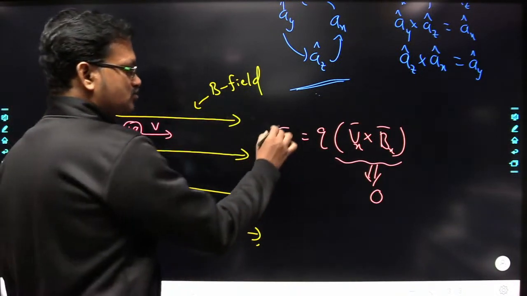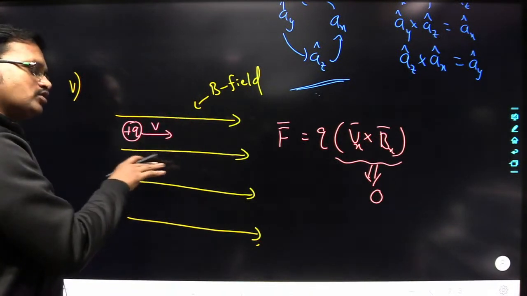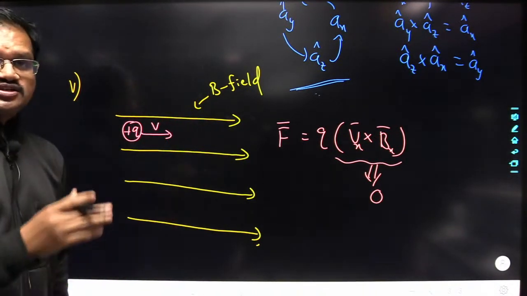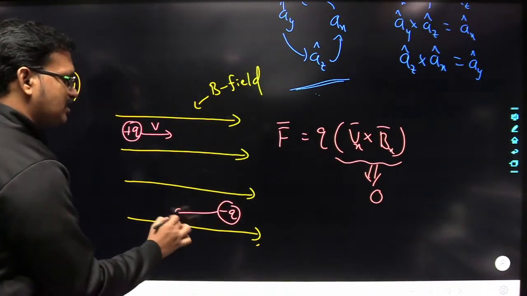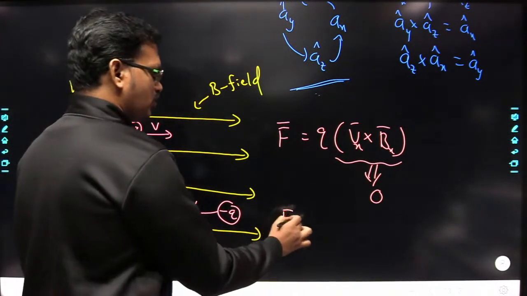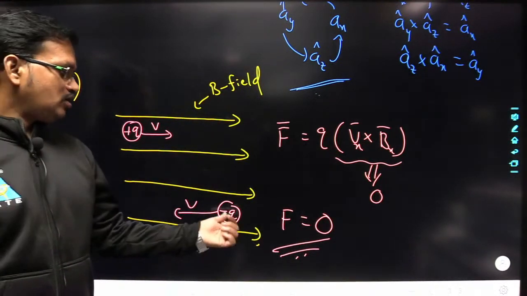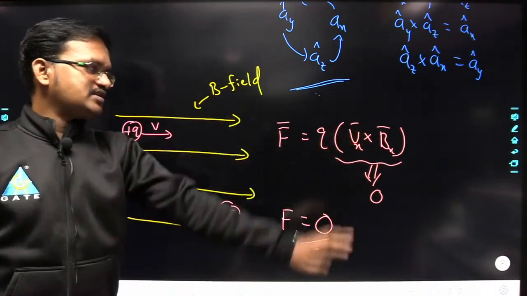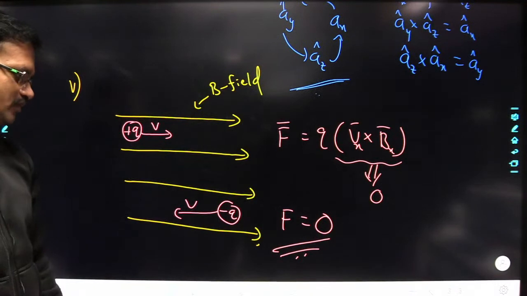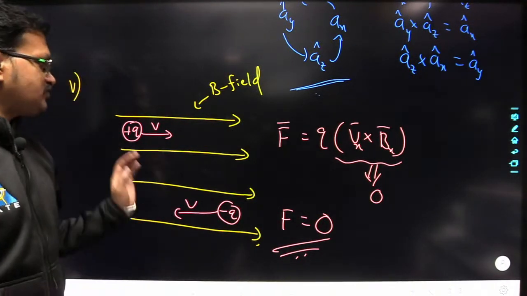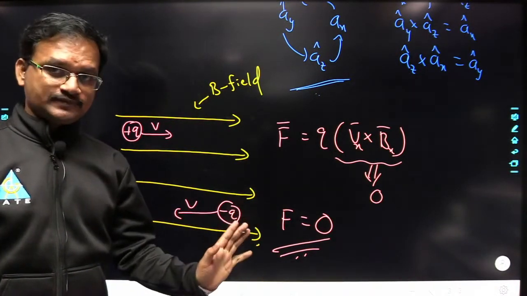Understood? Okay, so the force experienced by a charge, if the velocity of the charge and the B field are both in the same direction, will be equal to 0. So if I take minus q and consider the velocity in this direction, here also you are going to get F equal to 0 only. Here the velocity is in negative x direction, B field is in x direction. So minus a_x cap cross a_x cap will also be 0. Understood? So that means if the charge is moving along the direction of the field, it is not going to experience any force.